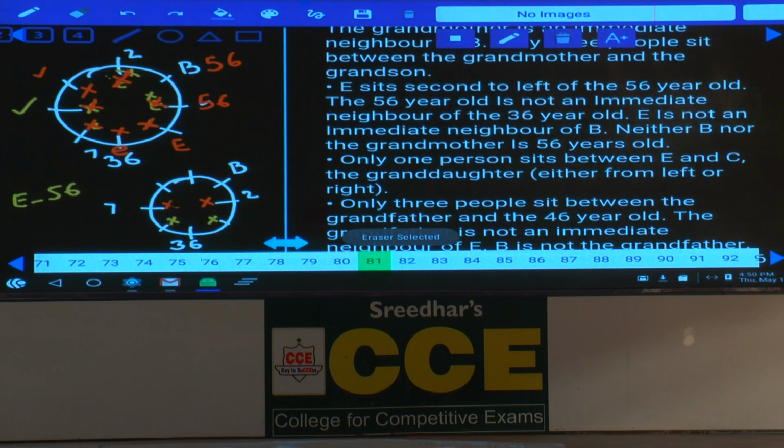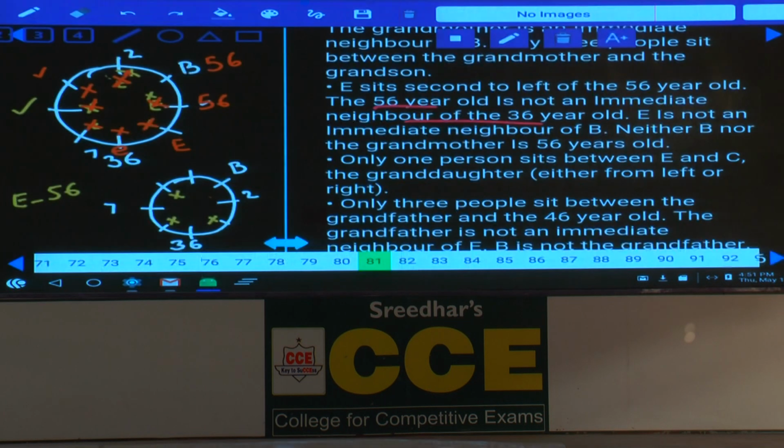Now once again, regarding this 56, let us represent it with this yellow color. Now this 56 cannot be adjacent to whom? Cannot be adjacent to 36. The 56-year-old is not an immediate neighbor of 36-year-old, hence 56 cannot be here. Then what is the other information we have? And E sits second to the left of 56, and this 56-year-old cannot be at this place as well. Are you following this one or not? And in these places. Then at the same time, what is the other information here? E is not an immediate neighbor of B.